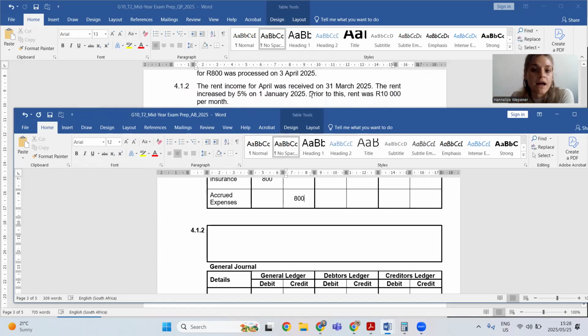Because come April, I either have to give them the space that they have paid for, or I must give their money back. And it then says that the rent increased by 5% on the 1st of Jan 2025. So in other words, by 31 March, this increase had already taken effect. And it says that prior to this, the rent was 10,000 Rand per month.